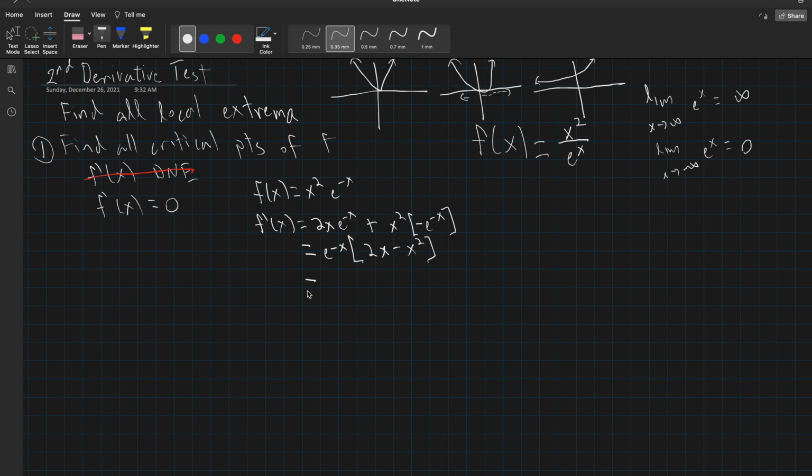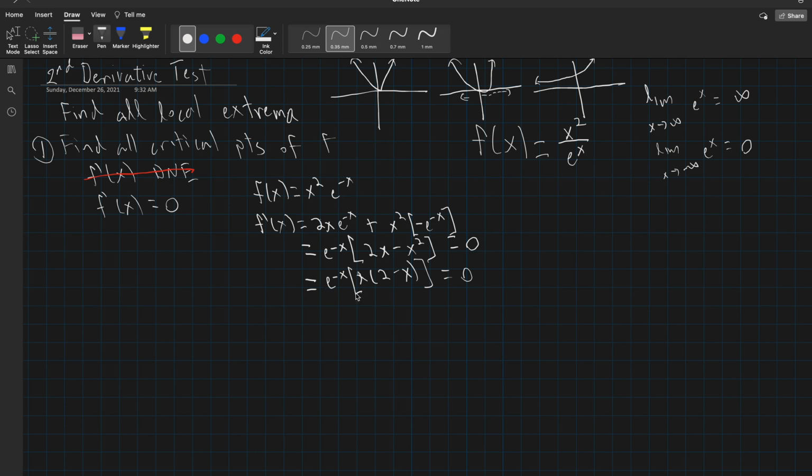So we can set this equal to 0. Let's further simplify this to e to the minus x times x times 2 minus x. So now we have a product of three different terms. If any one of these terms is equal to 0, then the whole entire product will equal 0.